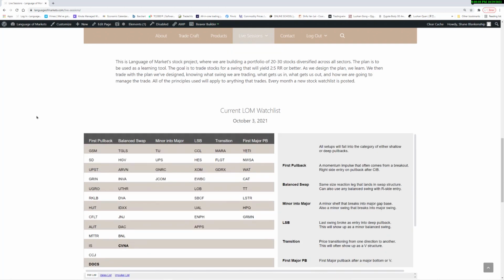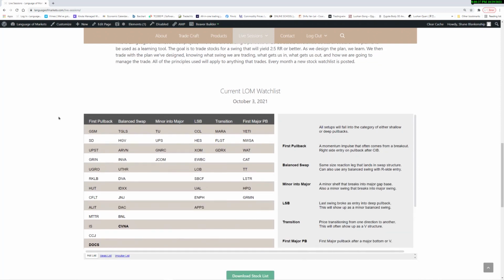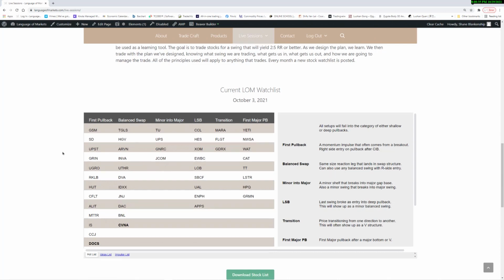And I know what we'll be doing, right? In this particular plan, we're trading for a certain risk reward. We're going to know how we enter, what gets us in, what gets us out. We're using this as a learning project. So this was last month's picks based on different kinds of setups.